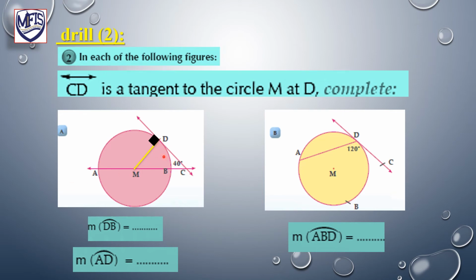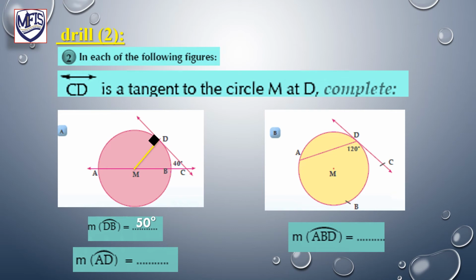Triangle MDC is a right angle triangle at D. So I have 90 degrees and I have 40 degrees. Then the measure of angle DMC equals 50 degrees. Therefore, the measure of arc DE equals 50 degrees.